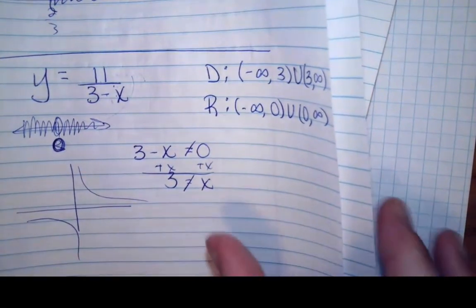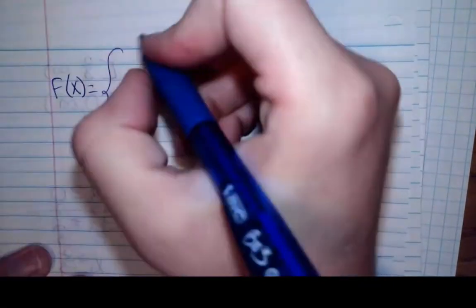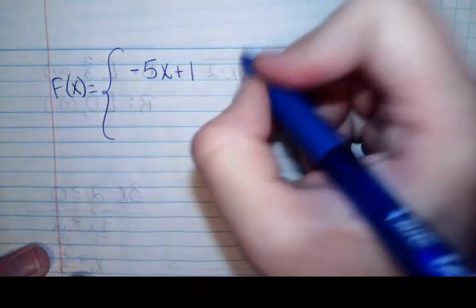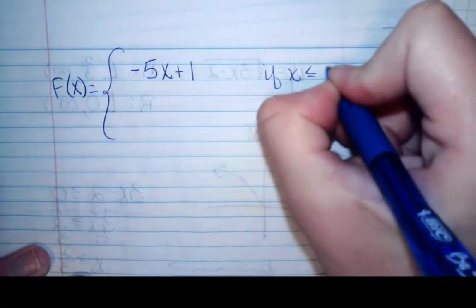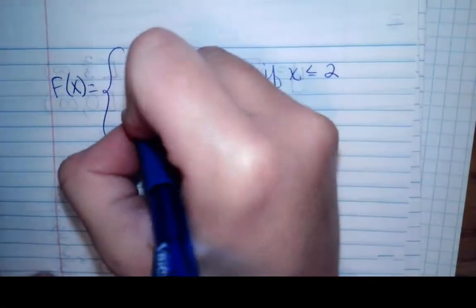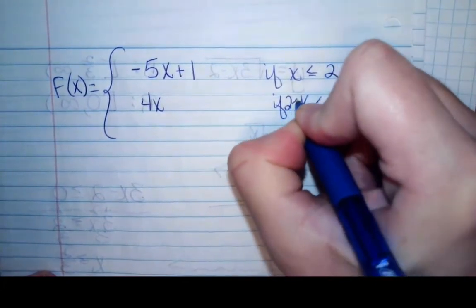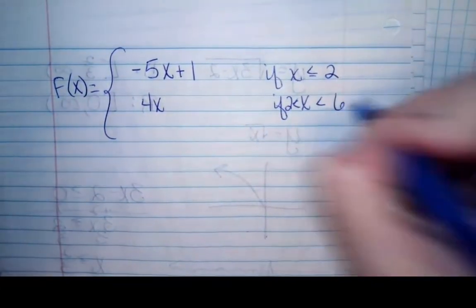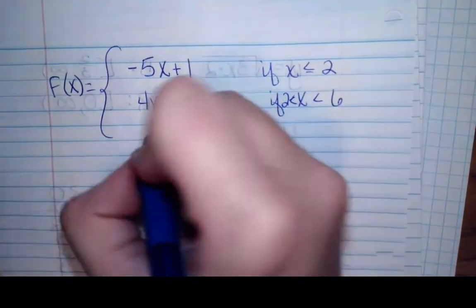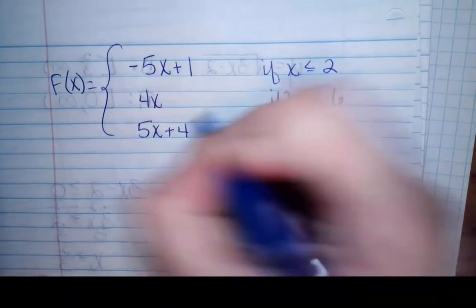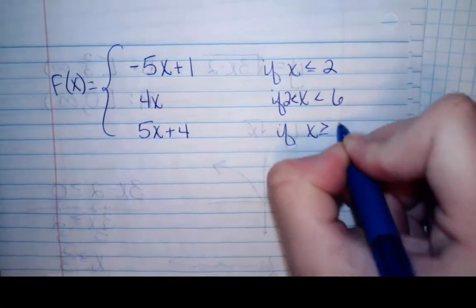All right, piecewise defined function. So my function is f of x equals, big curly bracket, 1 minus 5x, which I'm going to write as negative 5x plus 1, if x is less than or equal to 2. It's going to look like 4x if x is between 2 and 6. And it's going to look like 5x plus 4 if x is greater than or equal to 6.